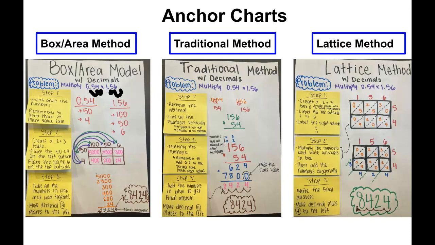Next I have the traditional method. So the traditional method with decimals, the problem was to multiply 0.54 times 1.56, and so in step 1 we removed the decimal places, so you can see that happening here. I'm crossing out the decimals and rewriting the number right here. And then we line up the numbers vertically. So I decided to take the 156 and put that on the top just because it was a bigger number, and I work better with the bigger number on top.